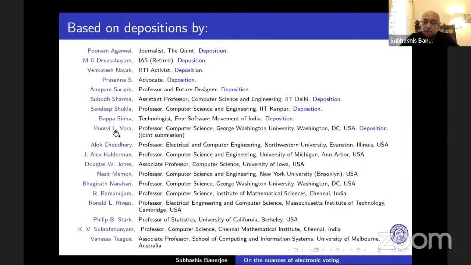So my erstwhile colleague Purvi Vora volunteered to get in touch with them over phone and email, and she gathered thoughts from everybody, compiled them into a massive report, and got them to sign off. So this is a combined deposition by all these people, and some of them are pretty well known. I think they represent the computer science voting community worldwide. There are several others who did not respond to the deposition request.